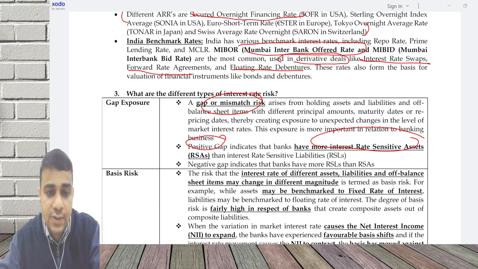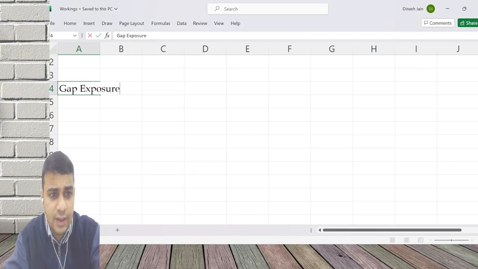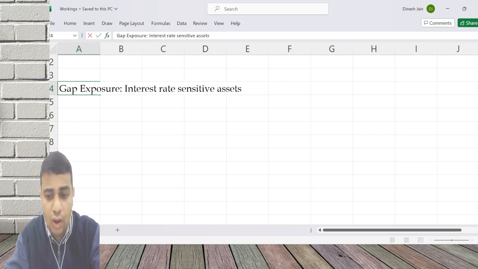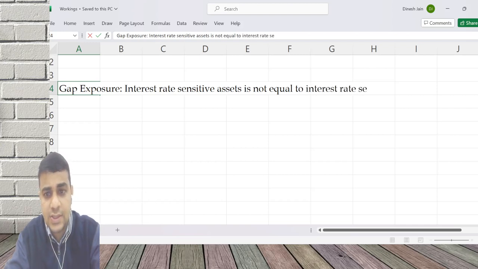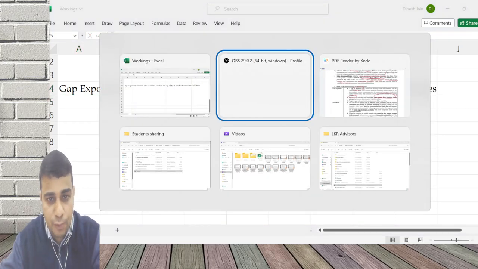Gap exposure in simple words is when interest rate sensitive assets are not equal to interest rate sensitive liabilities. Both are not equal, we'll get this risk called gap exposure.